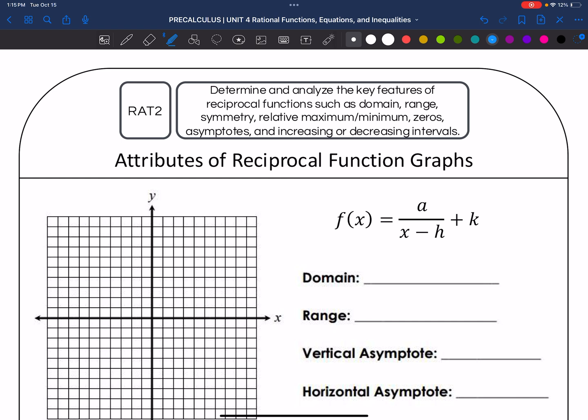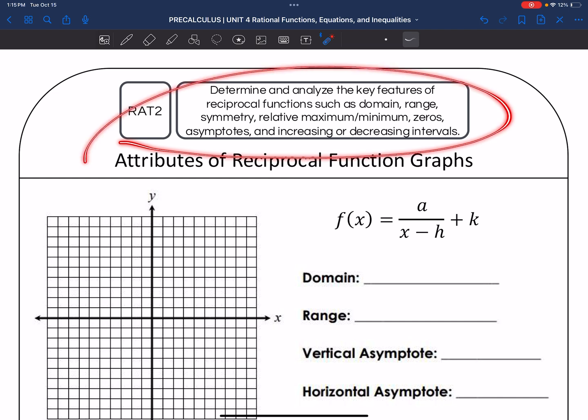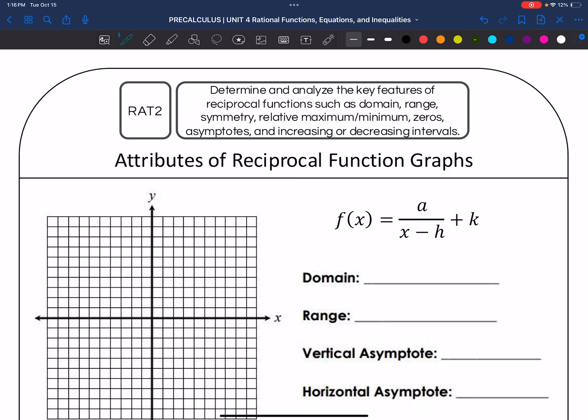In today's video, our second video in this series, we are looking at determining and analyzing the key features of reciprocal functions, such as the domain, range, symmetry, the relative maximum or minimum, the zeros, the asymptotes, and the increasing or decreasing intervals. So let's go ahead and get started here.